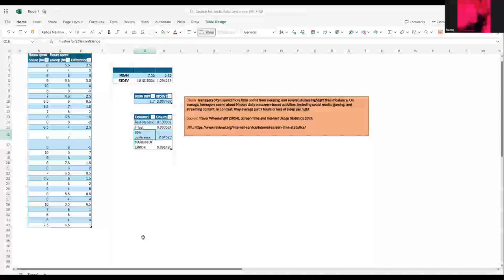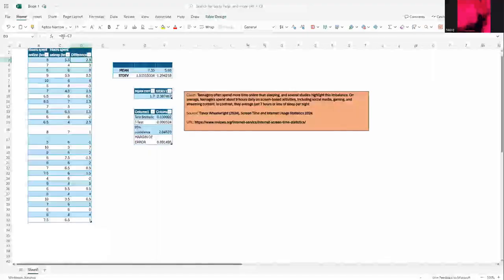All right. First, I organized the hours spent online by teenagers. I got 30 teenagers to give me the amount of hours they spent online. And then after that, I also organized what they gave me for the hours spent asleep. After that, I calculated the difference, which is by using B3 minus C3, which is this and this.